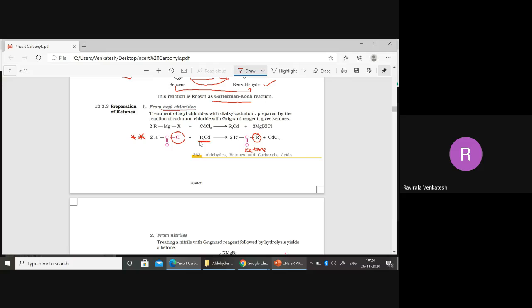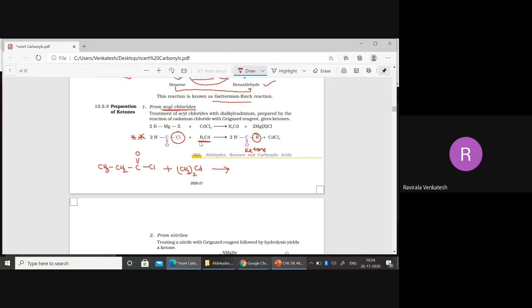In the previous case, chlorine was replaced with hydrogen. Now it is replaced with an alkyl group. For example, if I write CH3, CH2, C double bond O, Cl, reacting with CH3 taken twice, cadmium, now tell me what is the name of the product?